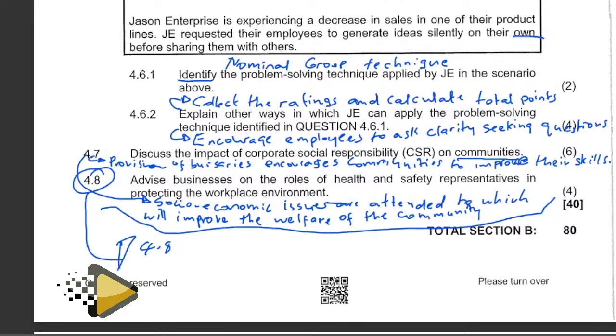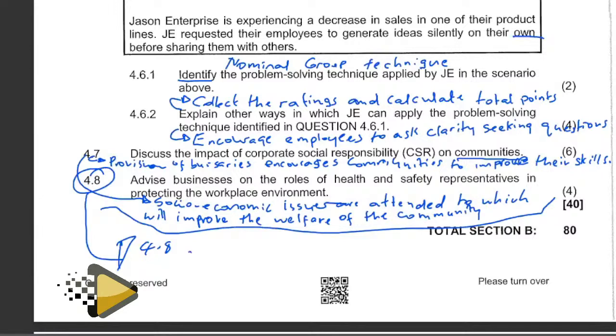Advise businesses on the roles of health and safety representatives in protecting the workplace environment. So now, what is important? Those representatives should review effectiveness of health and safety measures. Also, after doing so, they must be in a position to identify potential hazards and measure incidents.